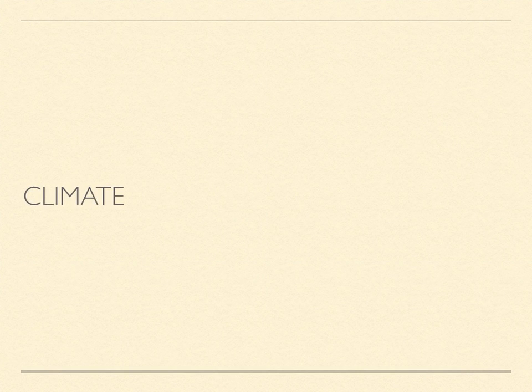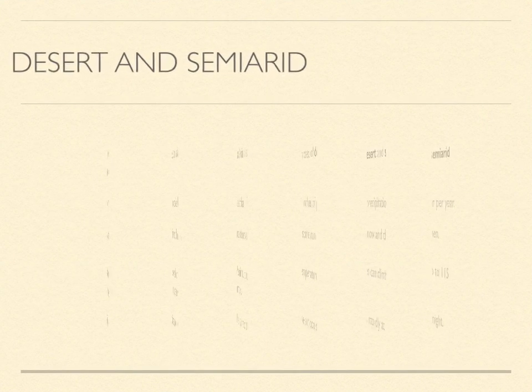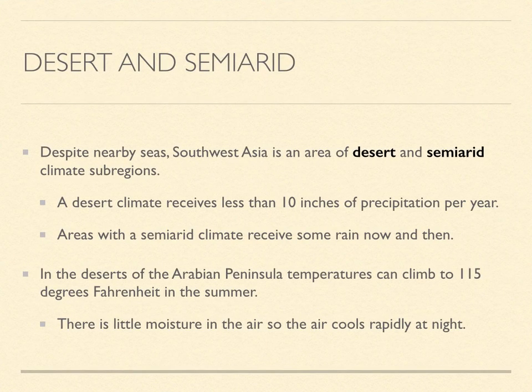Climate. Desert and semi-arid. Despite nearby seas, Southwest Asia is extremely dry. It has desert climate and semi-arid climate.